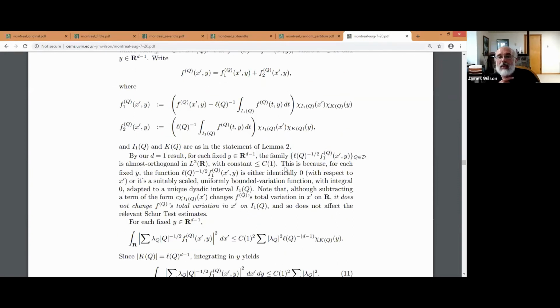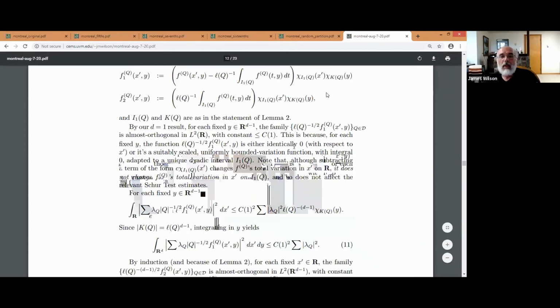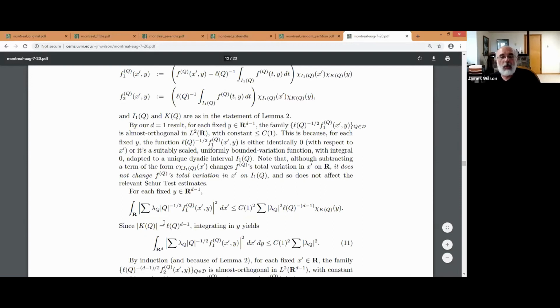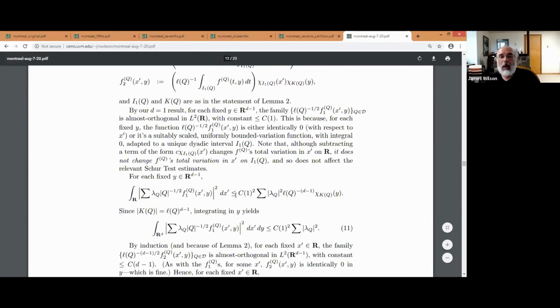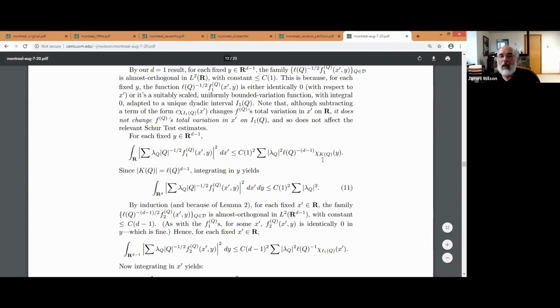Notice we had this thing up here. We're basically taking this and the rest of the measure of Q, so to speak, and absorbing it into the linear combination here. So for every fixed y, the integral of this dx' is bounded by this. And now, of course, you integrate dy, and what happens is that this gets canceled off because the measure of K_Q of y is l(Q) to the d minus 1. And so you get that.